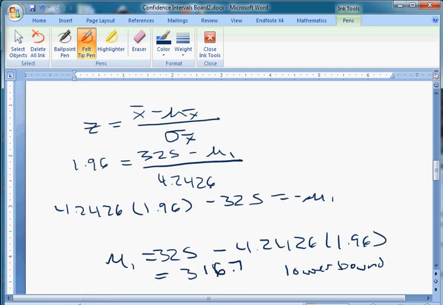Okay, so that's part one. I'll solve for the upper bound, and then I'll walk through a few more things in just a minute. Thanks, guys. See you in a bit.